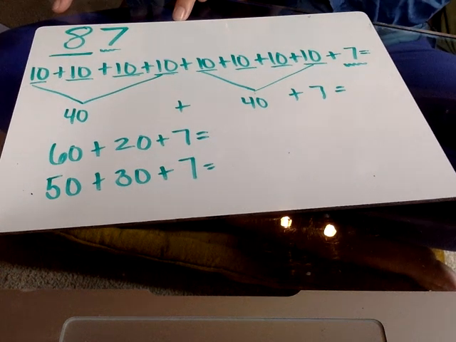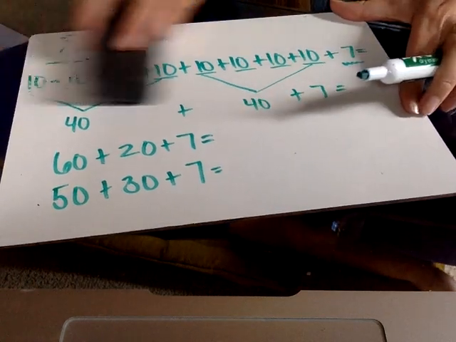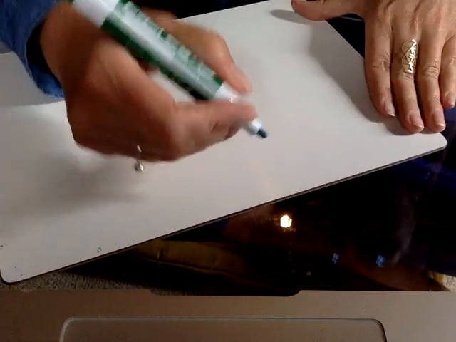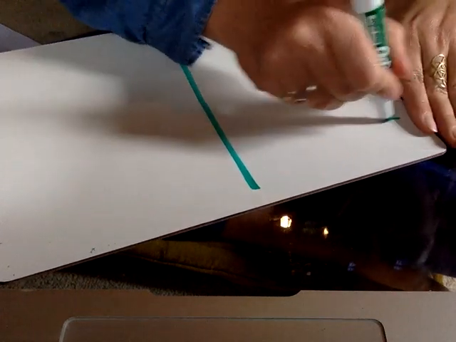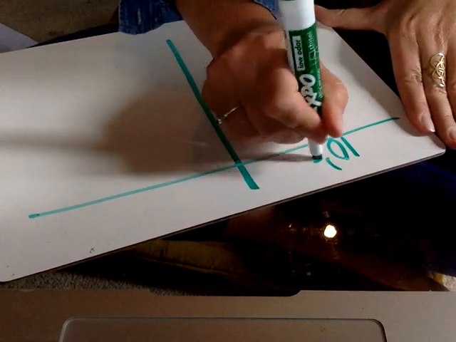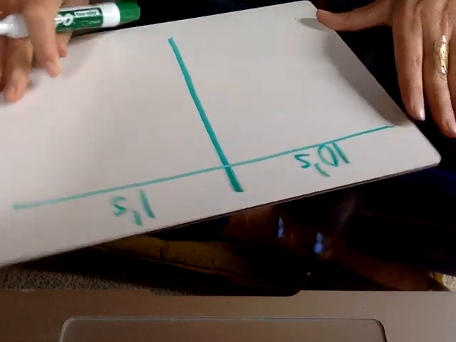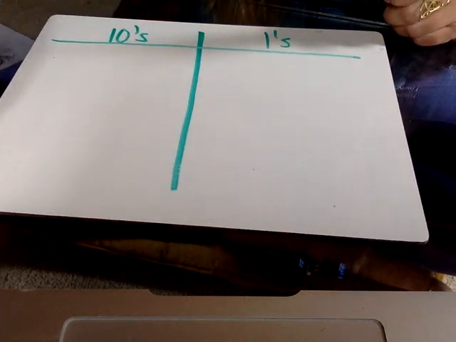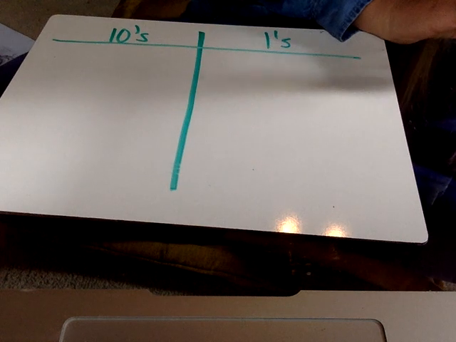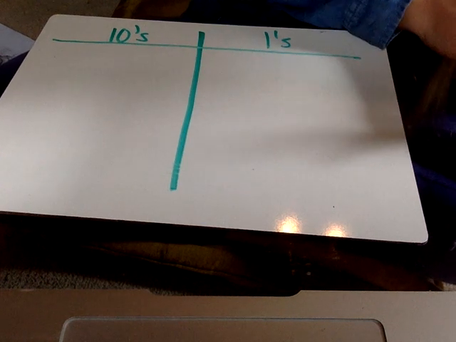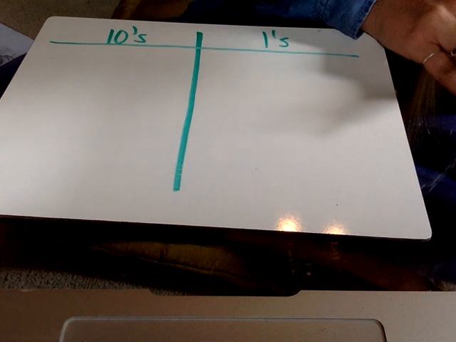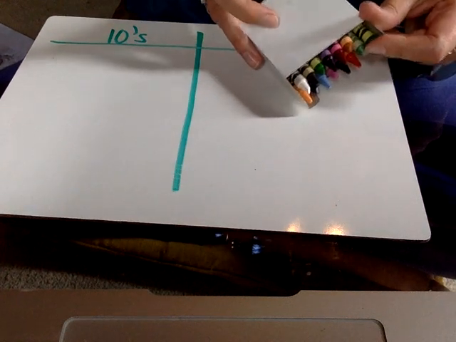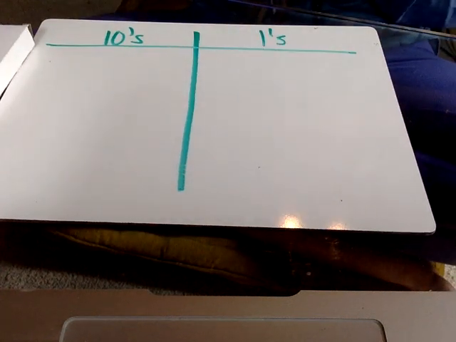Another way is through tens and ones. So I'm going to go ahead and erase this. And I'm going to make my chart, my tens and ones chart, my T chart, tens and ones. And I'm going to get my tens and ones out. Okay, so I've got my ones, which are my rocks. And then I've got my tens, which are, let's see here, which are my crayons? Crayons for my tens, rocks for my ones.